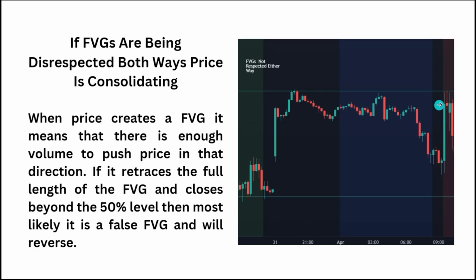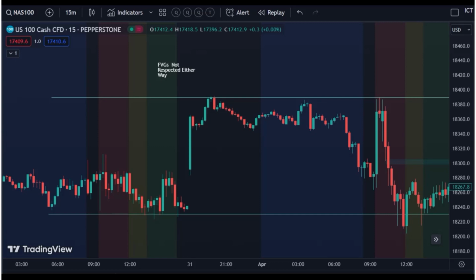However, with one candle, it disrespects all of these fair value gaps. And then not too long afterwards, it disrespects this fair value gap created by coming in to the 50% level and going all the way down to almost the full length of the candle. Let's look at some examples.